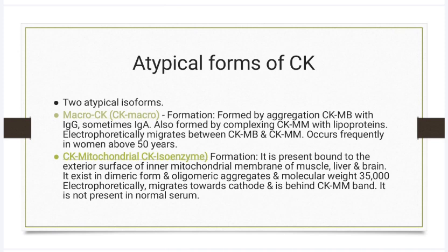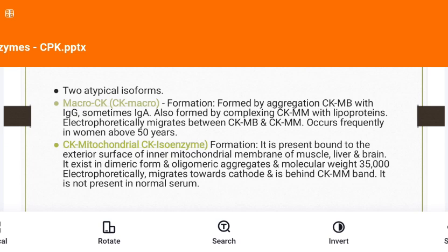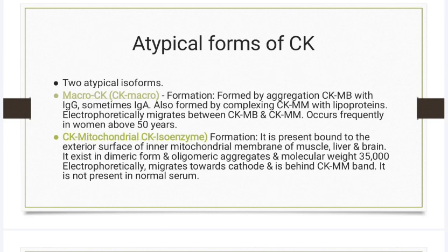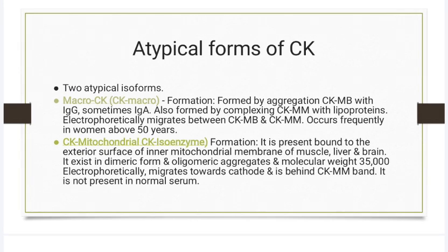It is macro CK. This is formed by aggregation of the MB form of creatine kinase with immunoglobulin IgG and sometimes with IgA, also formed by complexing the MM form with lipoproteins, and their electrophoretic migration shifts between CK-MB and CK-MM. This occurs in women above 50 years.